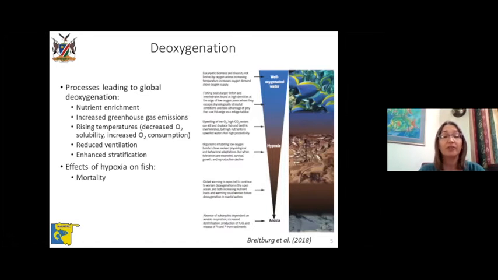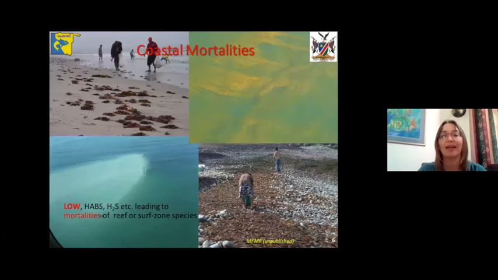So what are these effects that hypoxia has on fish? So hypoxia is when you have the low oxygen water on the sea floor, and also in the oxygen minimum zone off the shelf. So first of all, there's mortality. And here I've just shown a slide of some coastal mortalities that we experience. Here you can see rock lobsters that have been washed up on shore.